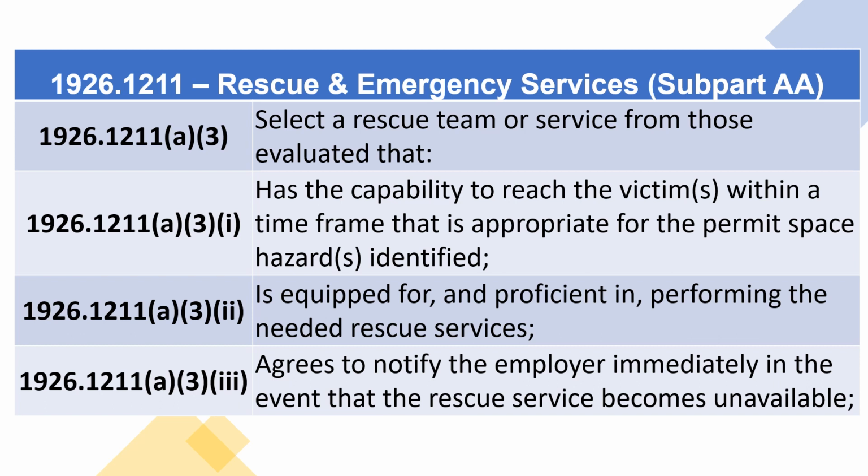1926.1211(a)(3). Select a rescue team or service from those evaluated that has the capability to reach the victims within a timeframe that is appropriate for the permit space hazards identified, is equipped for, and proficient in, performing the needed rescue services, and agrees to notify the employer immediately in the event that the rescue service becomes unavailable.